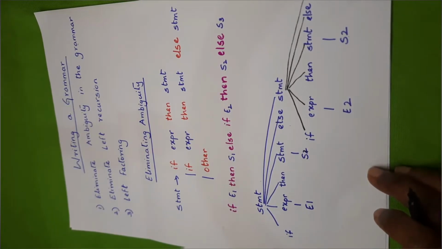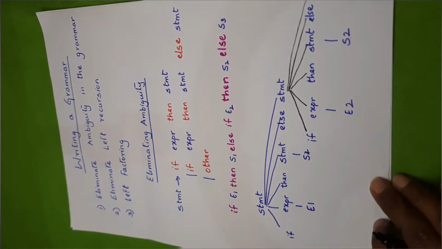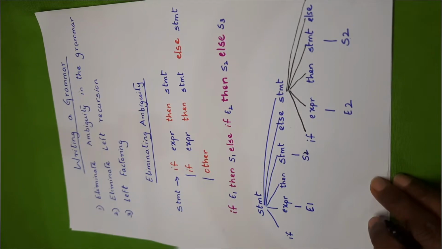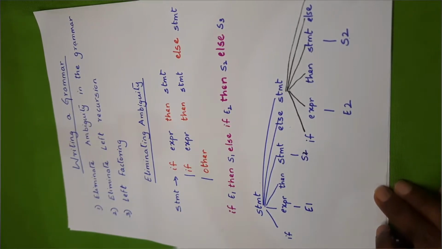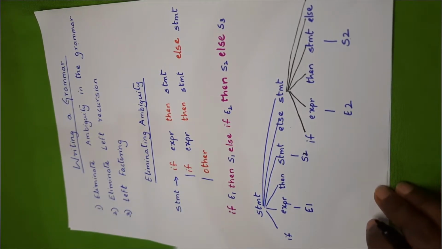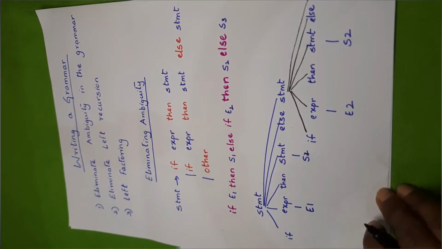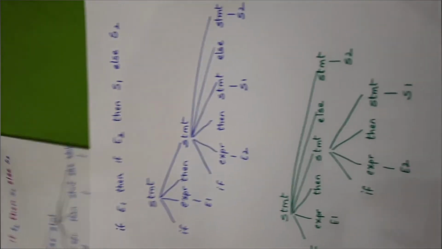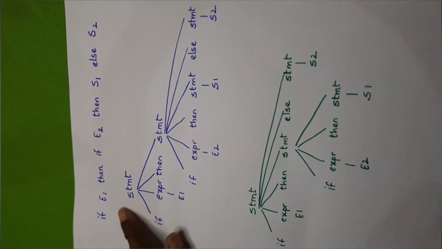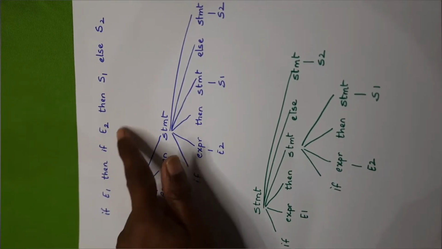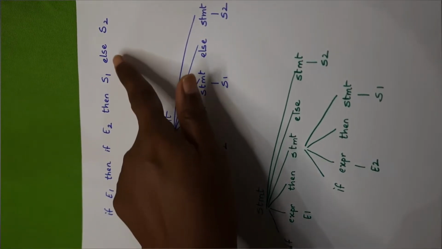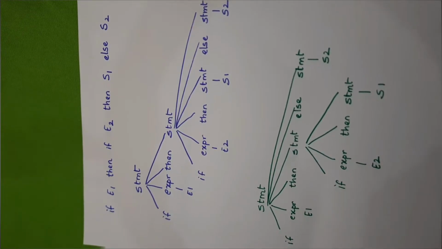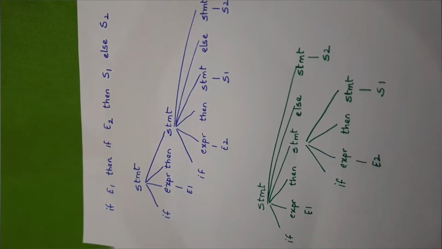For this particular string we cannot write any other parse tree. But that doesn't mean that the grammar is not ambiguous. The grammar is ambiguous for some other statement. So now we will consider another statement for the same grammar: if E1 then if E2 then S1 else S2. We will try to write the parse tree for this.